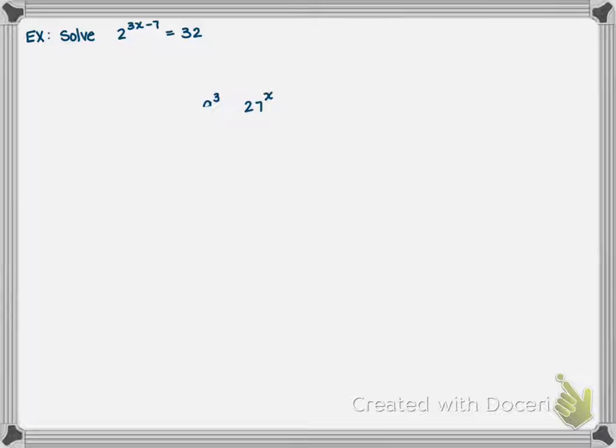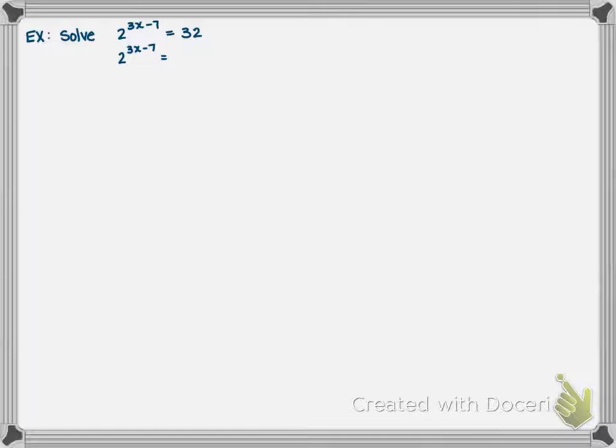So here, the left side has a base of 2, and that can't be broken down anymore. And so the only chance I have of solving this by relating bases is if I can write the right side as 2 to some power. So what I would do if I didn't know what 32 was as an exponential expression is just take out my calculator.